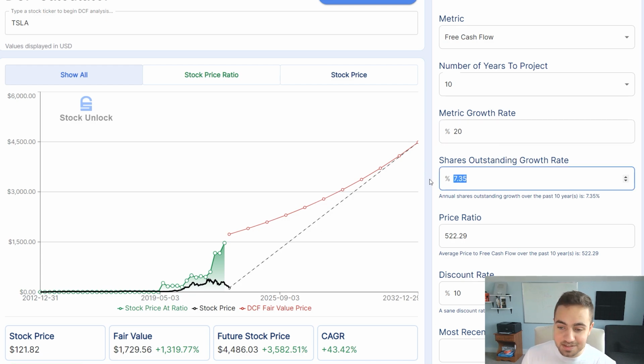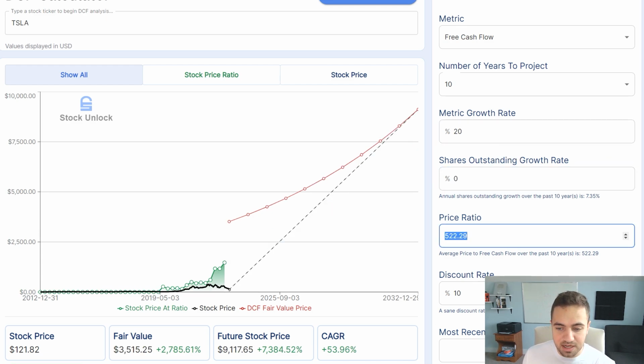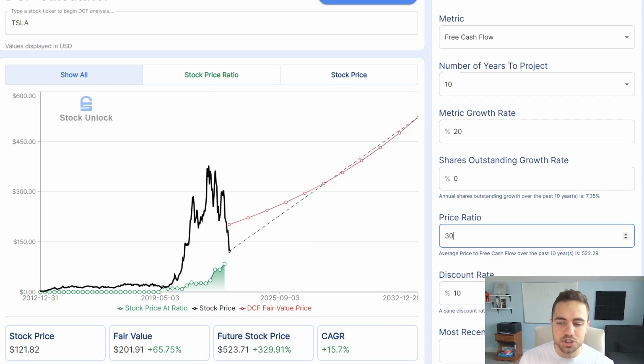Let's say that the company is not going to dilute, because I don't think that they're going to have to dilute. Let's put in a price ratio of about 30, which I do think is still kind of expensive, but we're just going to put it in anyways. So when we put in a 20% free cash flow growth rate, a 30 price ratio, and no dilution over the next decade, we get a fair value of $201 per share. So this is not what the market is currently pricing Tesla for.